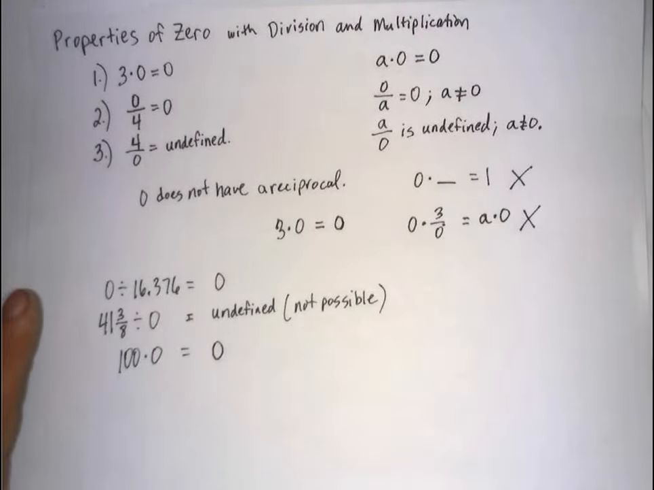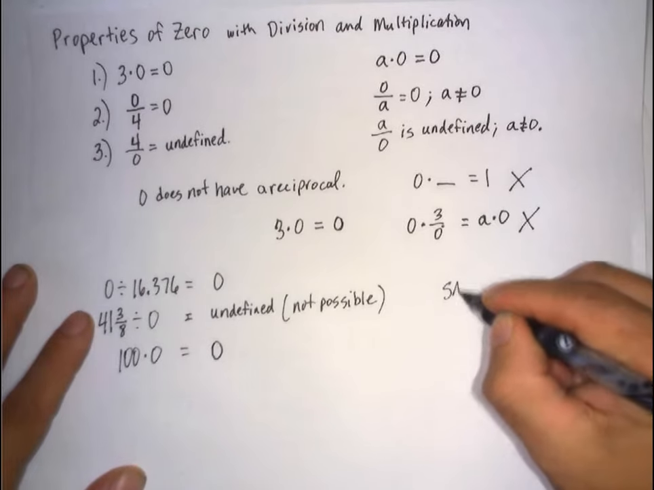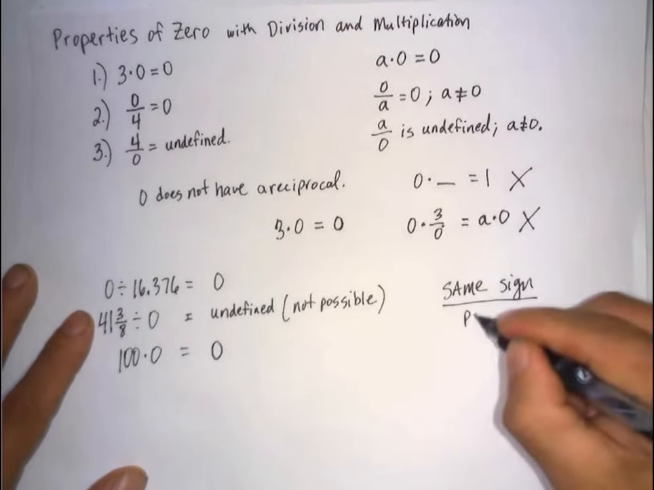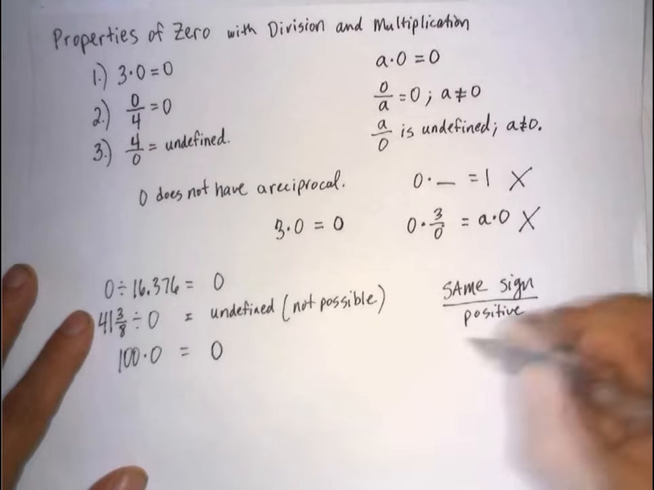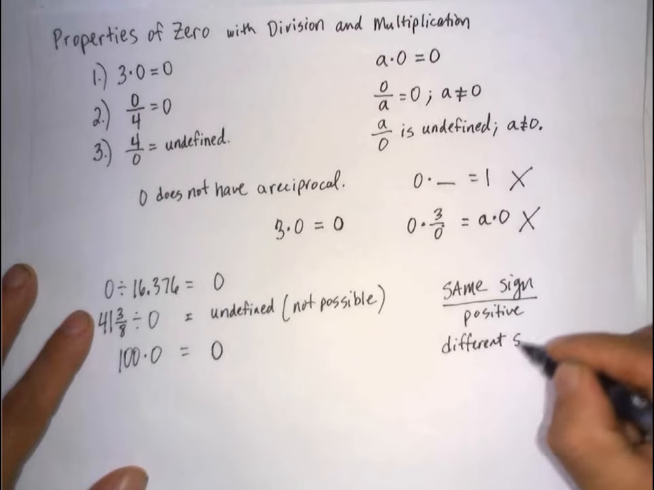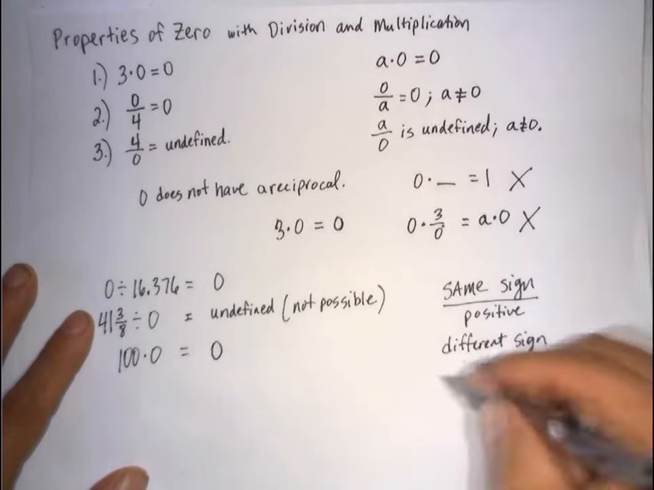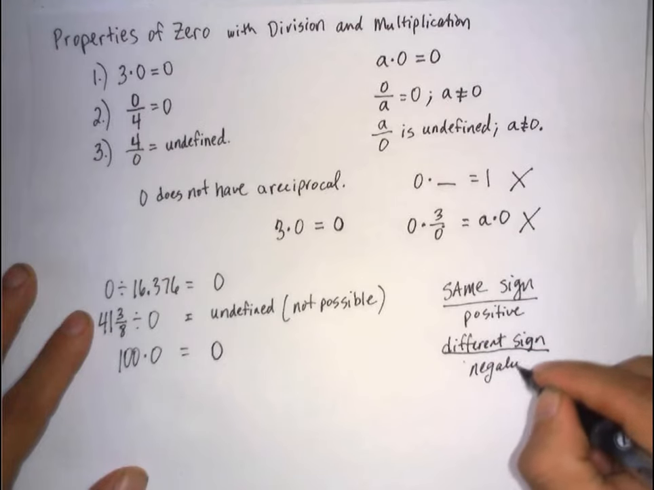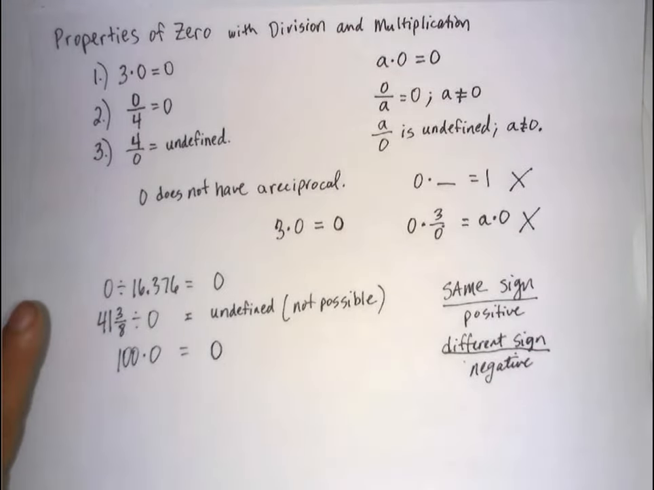And that is going to conclude the lecture on multiplying and dividing signed numbers. Key points to remember: same sign, positive. Different sign, negative. This is only with multiply and divide. Same sign, positive. Different sign, negative.